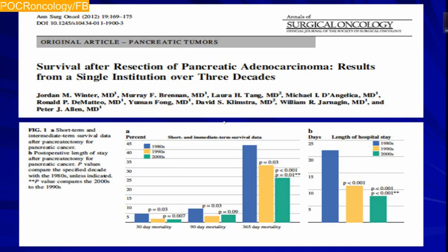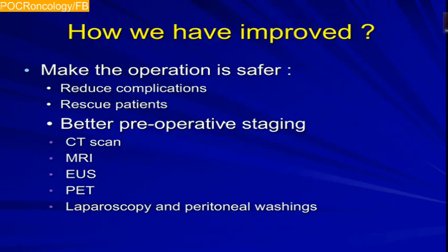You can see this is a 30-year trend in outcomes of pancreatic cancer surgery at Sloan Kettering. We really got better at 30-day mortality and 90-day mortality, but the main impact was at 1-year outcomes. I think the main thing is we were really able to do the surgery safer. And when complications happen, we were able to rescue the patient. And I think this is very essential. Most of the issue is being able to rescue the patients when complications happen.